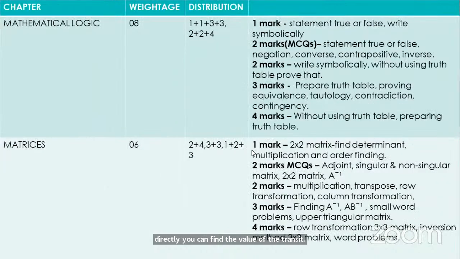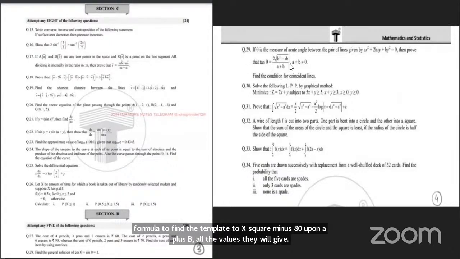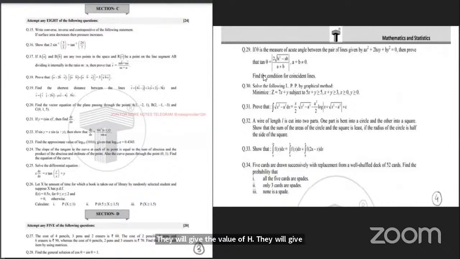I will show it to you. This is the formula to find tan theta: 2 root of h square minus ab upon a plus b. All the values they will give. They will give the value of h, and they will give the value of a and b. So this theorem is asked for 3 marks, or sometimes they ask for 4 marks. So this is the theorem.